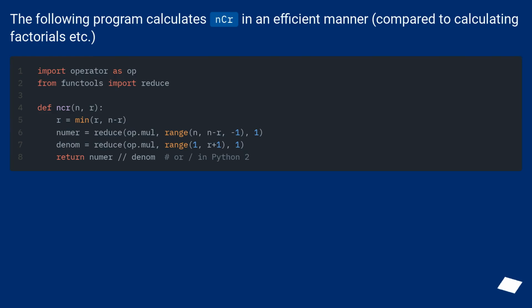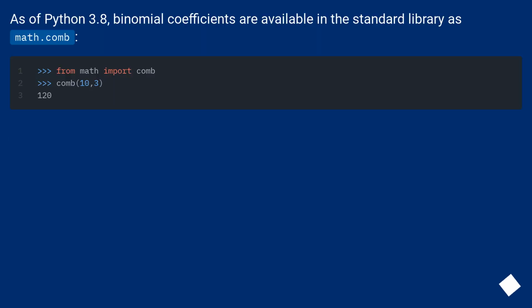The following program calculates nCr in an efficient manner, compared to calculating factorials, etc. As of Python 3.8, binomial coefficients are available in the standard library as math.comb.